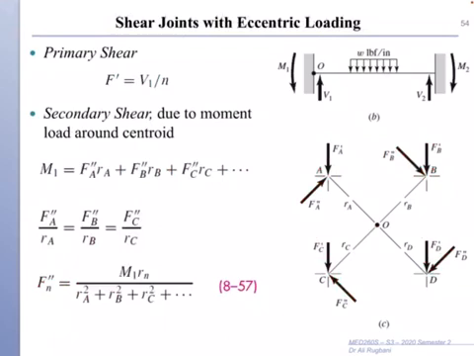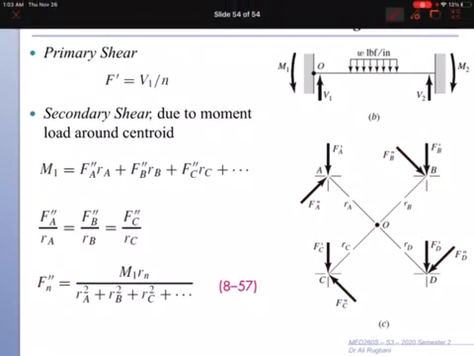And this is how you calculate the secondary load for each bolt. Okay, so this formula 8.57 is the secondary load for bolt n. So let's say bolt A. For bolt A, we need the bending moment and we need the distance of bolt A from the centroid, and then the distance squared for all the bolts. When the distance is the same, then this can also be reduced.